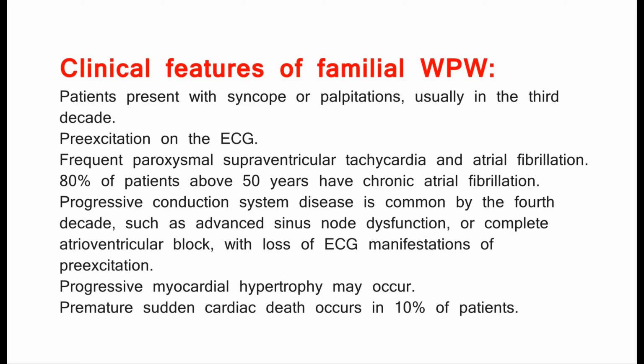Pre-excitation on the ECG. Frequent paroxysmal supraventricular tachycardia and atrial fibrillation. 80% of patients above 50 years have chronic atrial fibrillation. Progressive conduction system disease is common by the fourth decade, such as advanced sinus node dysfunction, or complete atrioventricular block, with loss of ECG manifestations of pre-excitation. Progressive myocardial hypertrophy may occur.